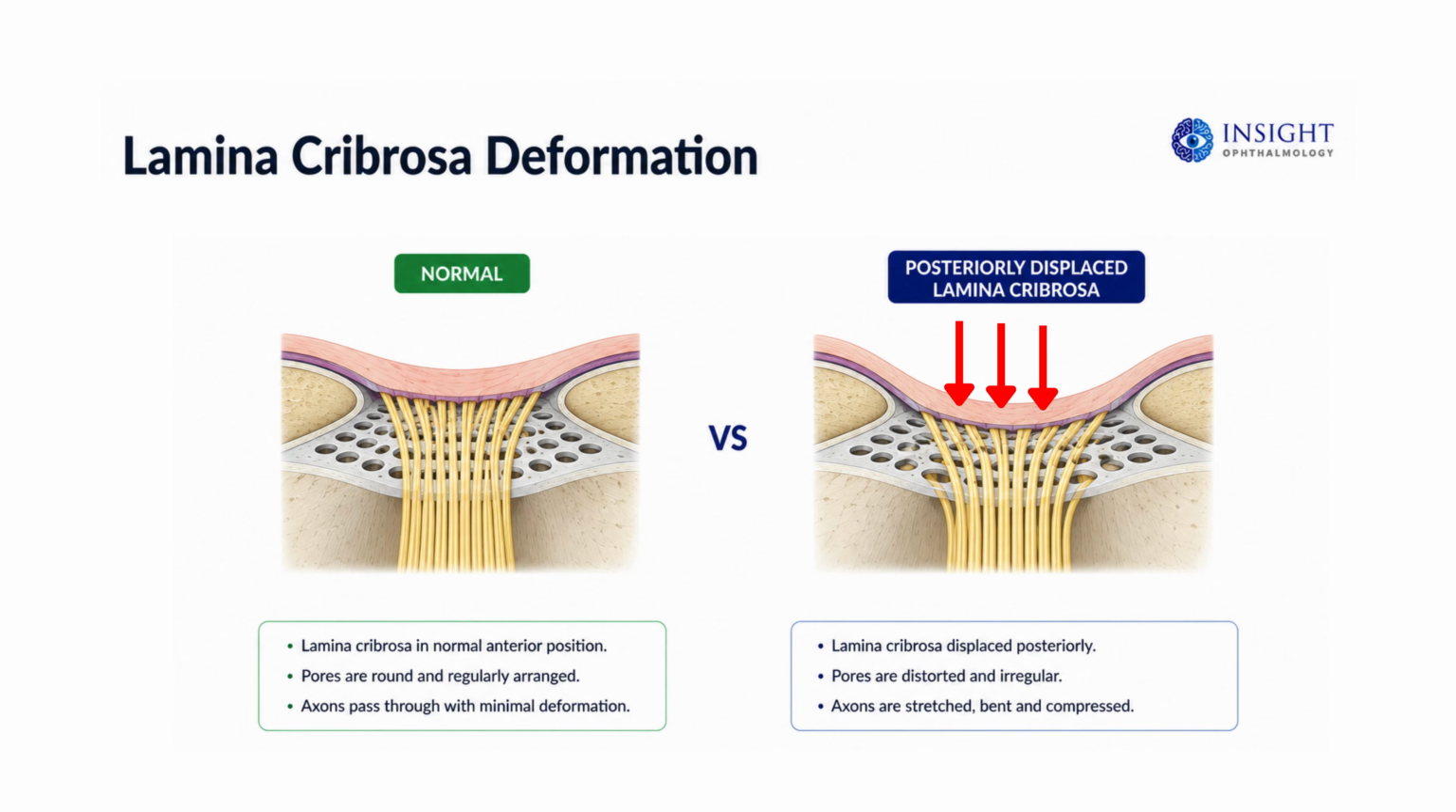When the intraocular pressure is elevated or when the optic nerve head is especially susceptible to pressure-related stress, the lamina cribrosa may become deformed and displaced posteriorly. As the lamina changes shape, the pores through which the axons pass may also become distorted. The axons can then be stretched, compressed, or bent, and this can disturb their normal function and impair axoplasmic transport.